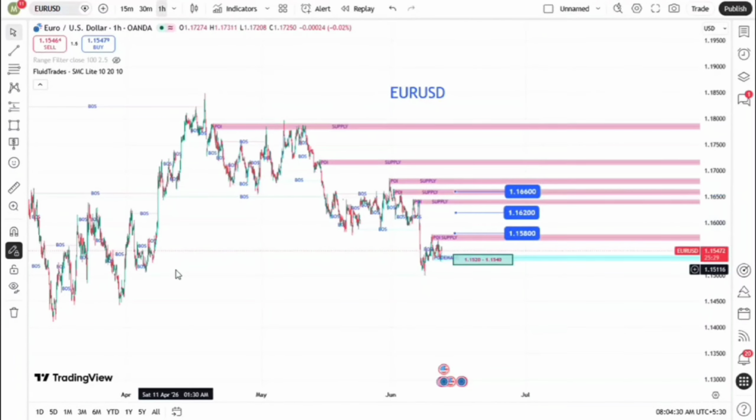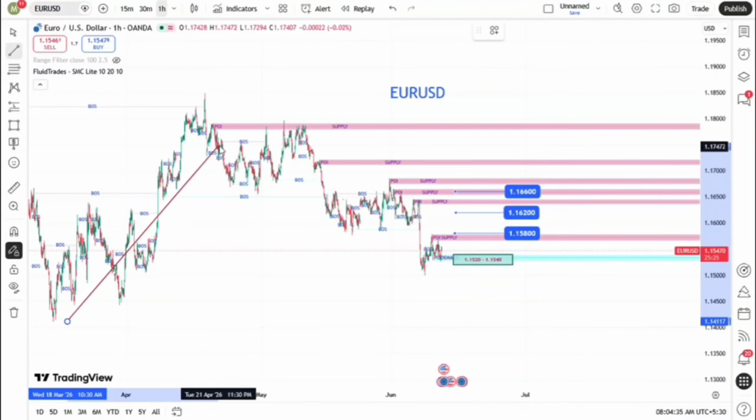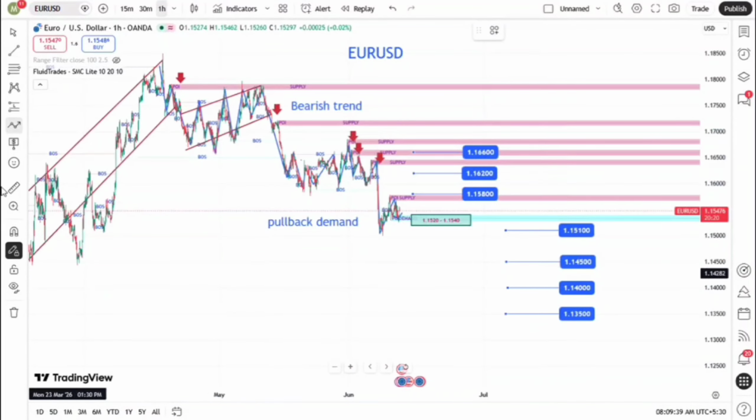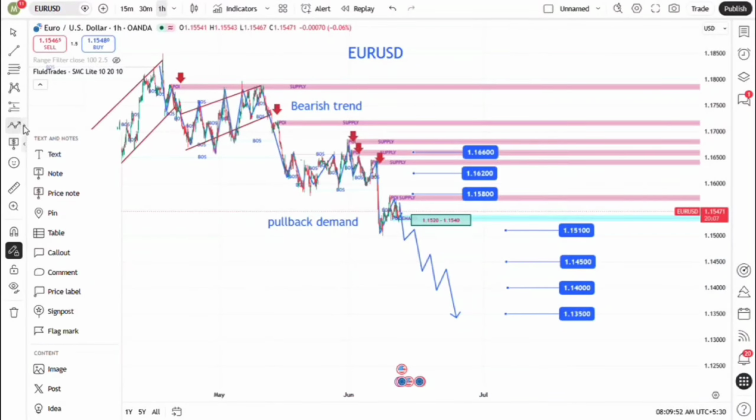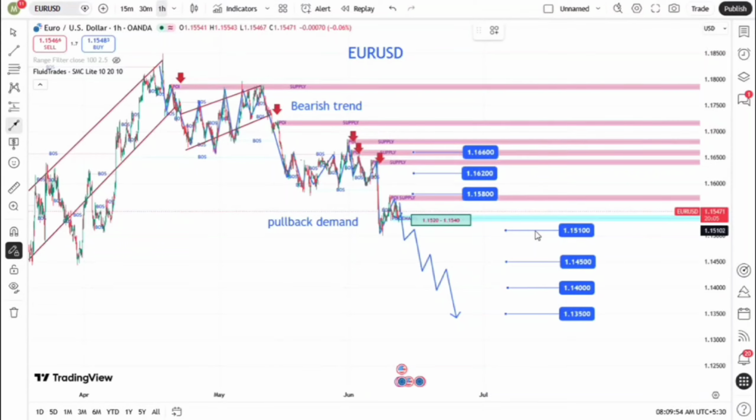For this long perspective, our invalidation level is strictly set at 1.1490. If price breaks this, our bias changes. Given the structural order flow, a bearish continuation remains our preferred outlook. A sustained break and retest below the 1.1510 demand level validates this downward trajectory. In this scenario, we look to clear sell-side liquidity at our lower objectives.